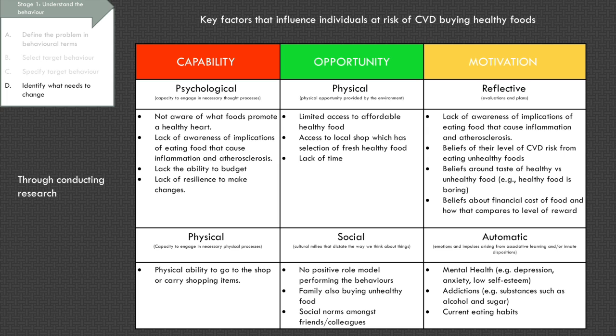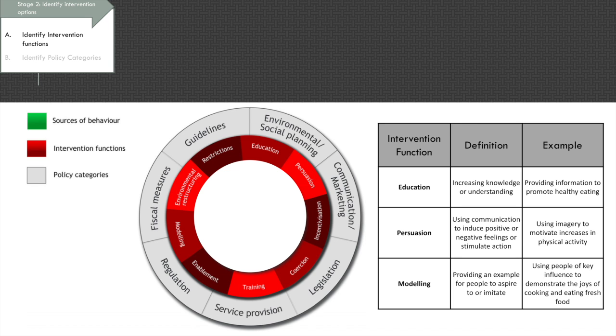Also, they might lack the psychological capability to be resilient when making these changes. So there's many different factors that you can map onto these different areas. And the more research you do and the more factors that you get on there, then the more reliable the analysis will be. Now we've got an understanding of what needs to change for the desired behaviour to be performed through doing our COM-B analysis and identifying all those different barriers.